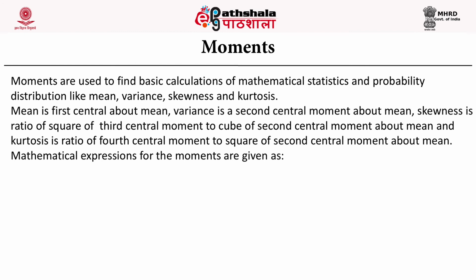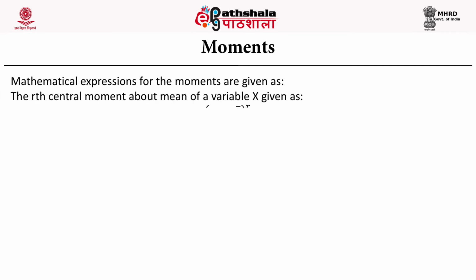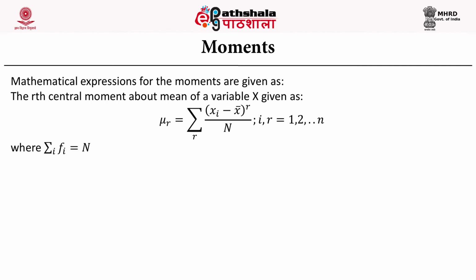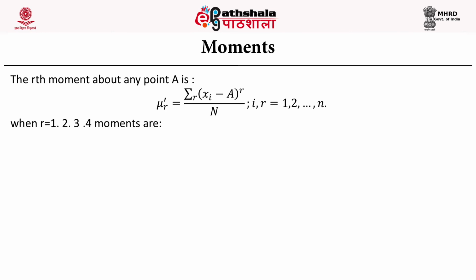So the mathematical expression of moments about mean is given here as, the rth central moment about mean of a random variable x is given as mu r, which is summation over i of fi times (xi minus x bar) whole power r divided by capital N, where i varies from 1 to n, where summation over fi is equal to capital N. Now the rth moment about any point A is denoted as summation of fi times (xi minus A) whole power r divided by N, where i varies from 1 to n.